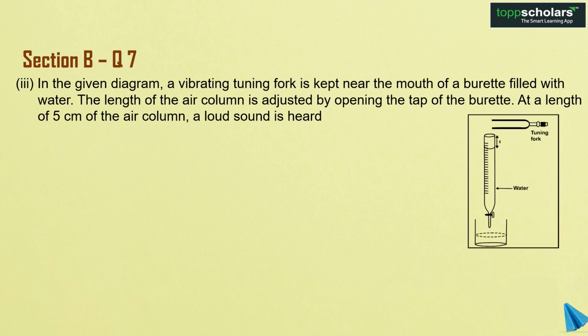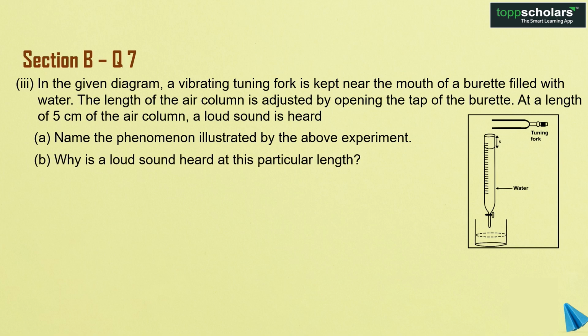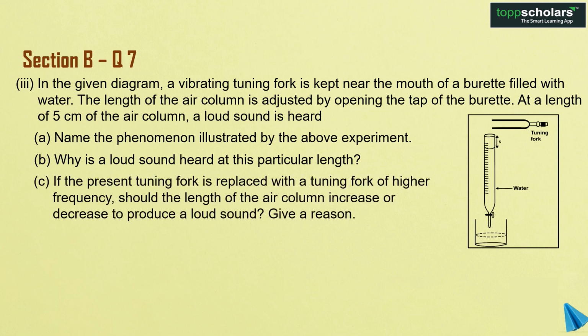The next question says, in the given diagram, a vibrating tuning fork is kept near the mouth of a burette filled with water. The length of the air column is adjusted by opening the tap of the burette. At a length of 5 cm of the air column, a loud sound is heard. Name the phenomenon illustrated by the above experiment. Why is a loud sound heard at this particular length? If the present tuning fork is replaced with a tuning fork of higher frequency, should the length of the air column increase or decrease to produce a loud sound? Give reason.